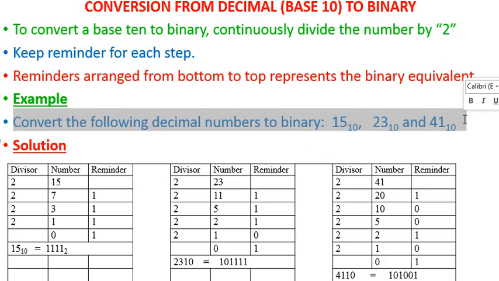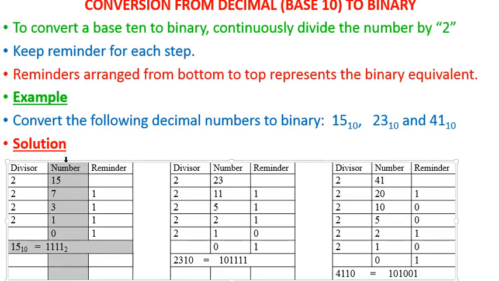Supposing we are given these numbers: 15 base 10, 23 base 10, and 41 base 10, and we are asked to change them to base 2. So let me start with the first one, which is 15. I put it in this tabular form for simple understanding.